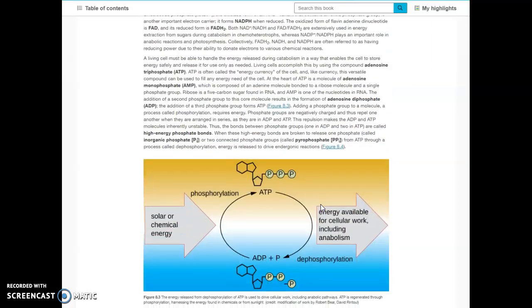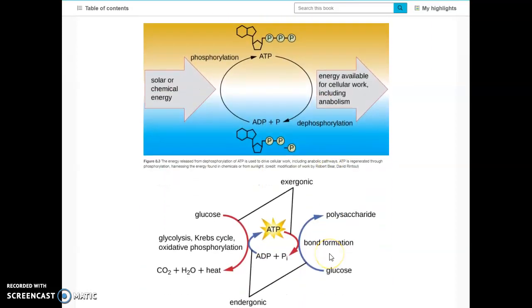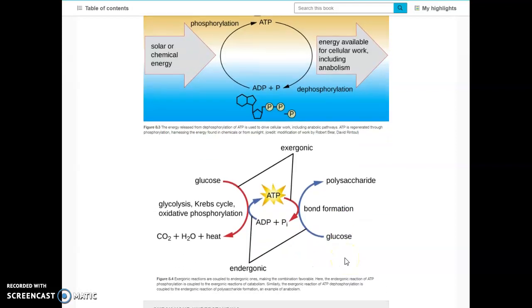Now, ATP is the cell's form of energy. ATP primarily comes from glucose. We can make ATP from other organic molecules like fats or proteins, but we have the most efficiency and we get the most ATP when we break down glucose. And that is the process of cellular respiration, which we're going to get into. During this form of metabolism, we're going to produce ATP.